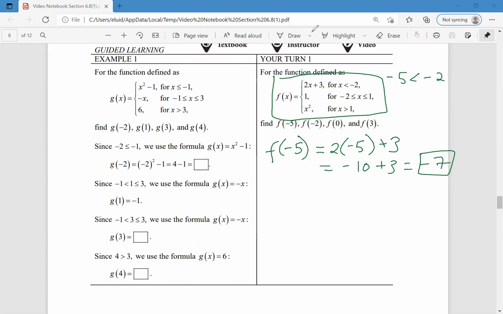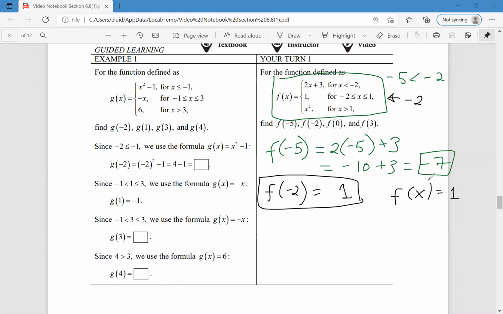Next we'll do f of -2. Let's be careful here. -2 is not less than itself, so we're not going to use that first formula. -2 fits into this middle interval of numbers that are between -2 and 1, including -2 and including 1. So that means we get to use the formula f of x equals 1. Therefore, f of -2 equals 1. That's always a weird one. People get that one wrong all the time. Don't overthink it. It's just telling you the answer is 1. Nothing for you to calculate at all.